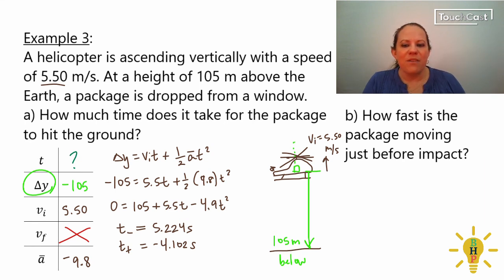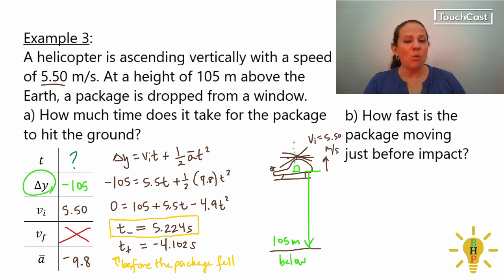Clearly, the positive one is the value that makes sense, because this negative time is before the package was released. That is what a negative time would mean in physics. So we'll say before it fell. So we'll want to take that positive value for the time.